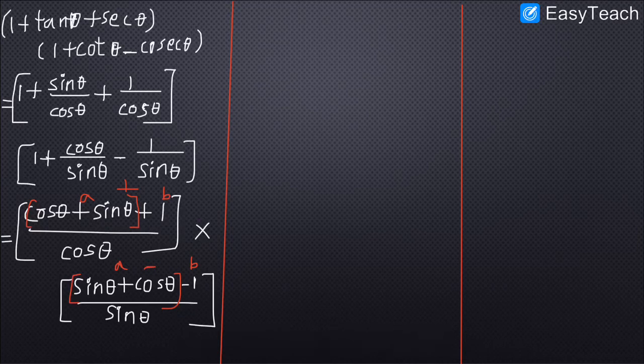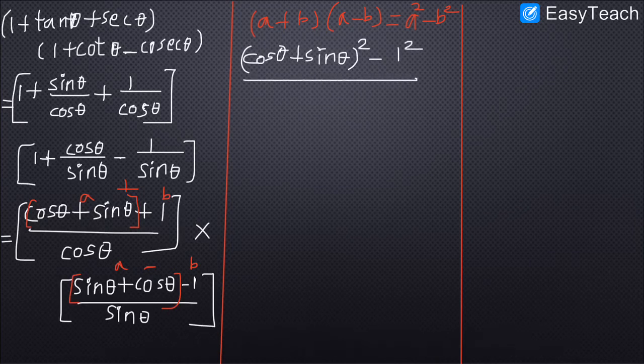I hope you know that formula. A plus B into A minus B equal A square minus B square. So that is the formula I am going to apply here. So for A square, I write cos theta plus sin theta, the whole square. For B square, I write 1 square, whole divide by. So in the bottom we have cos theta, sin theta. So cos theta, sin theta.